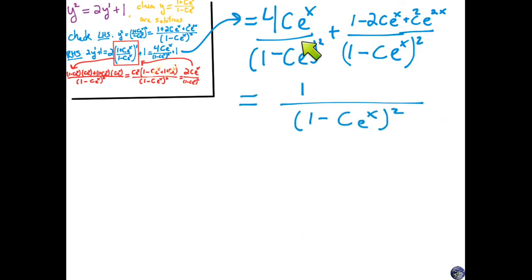And let's look at what we got on the top. So on the top, we still have the 1, but now we've got minus 4c e to the x, plus 4c e to the x, and then a minus 2c e to the x. So when you put those together, you just get plus 2c e to the x, and then you still have your c squared e to the 2x from here. So, a little bit of algebra there, and in the end, we got this for the right-hand side.